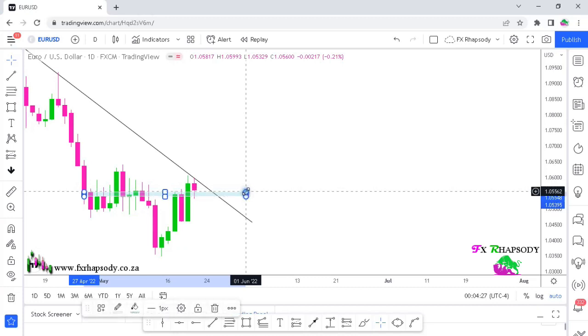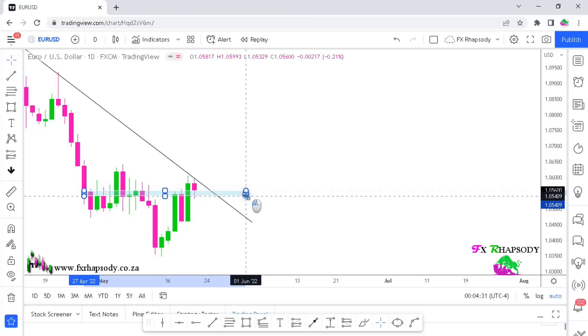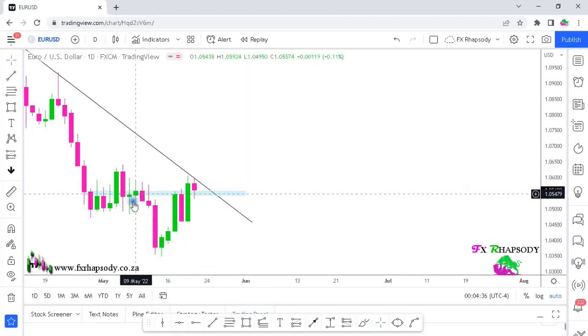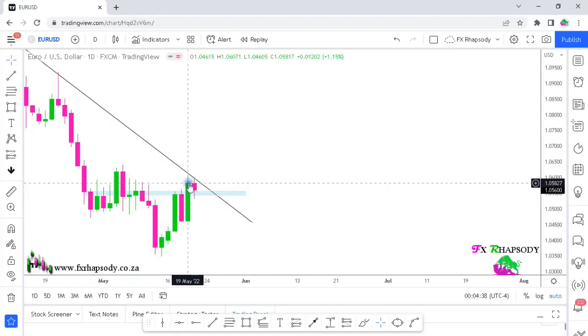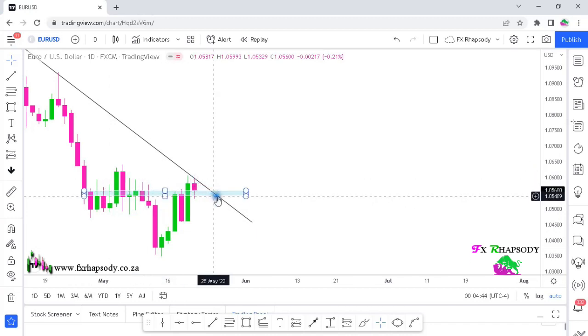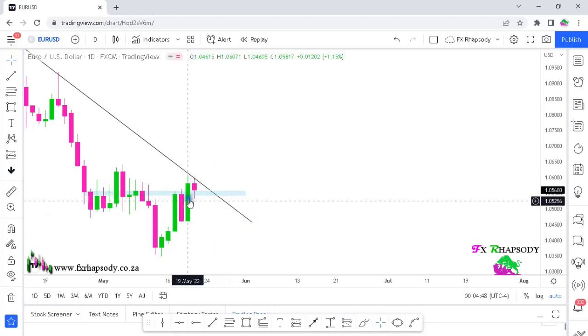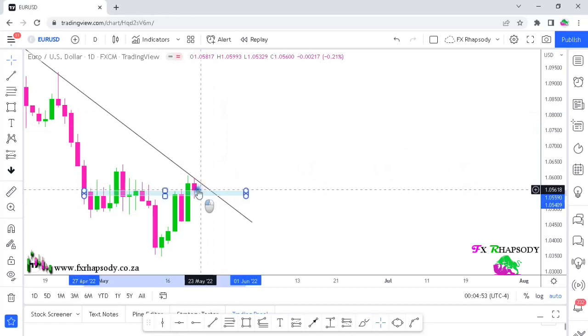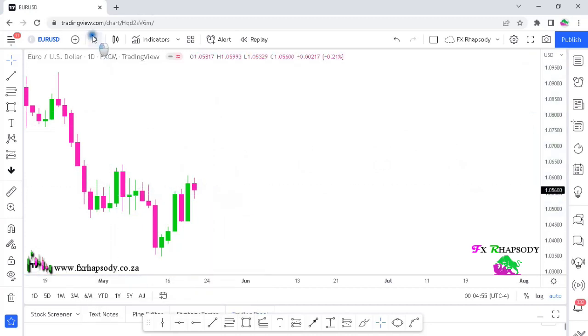Just going to do that and that. So there we go. An area of resistance, resistance, resistance, broke through it, turned support. The week closed just above that area, hitting that trend line. So it's going to be interesting to see if this is where the euro is just going to break through this trend line and then carry up to the upside. So interesting week ahead, and let's see what it will bring.